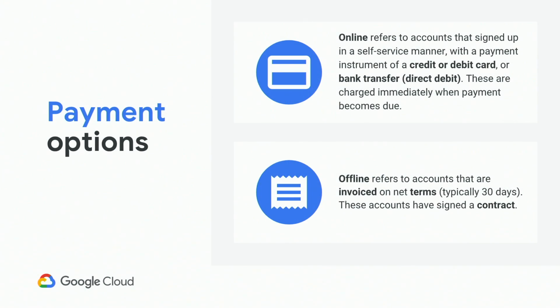Now, billing accounts and payment methods are typically online. If you've come in through the console and the website, you would be on online billing where you're paying with your credit card. But if you have a contract with Google, you can be on an offline payment method on net terms, typically 30 days. So if you're interested in offline payments, please talk to your Google representative, and they can help you get started with that.